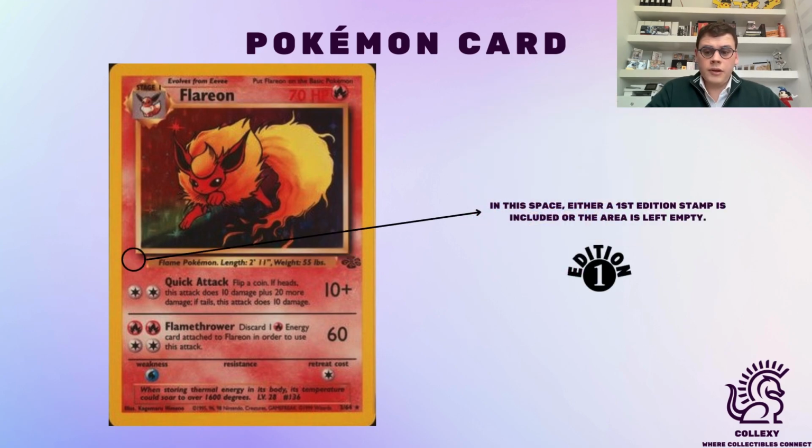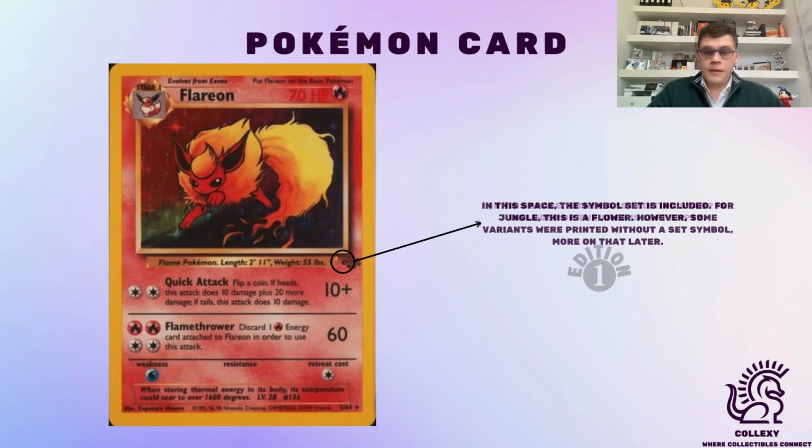On the left side, right below the art box, you can see an area. When there is a first edition stamp, it's a first edition variant. When there is an empty space, that means it's an unlimited edition variant. Then on the right side of the art box, or right below the art box, you can see the symbol of the set, which is basically a flower for the jungle sets. All cards in the jungle normally come with this set symbol.